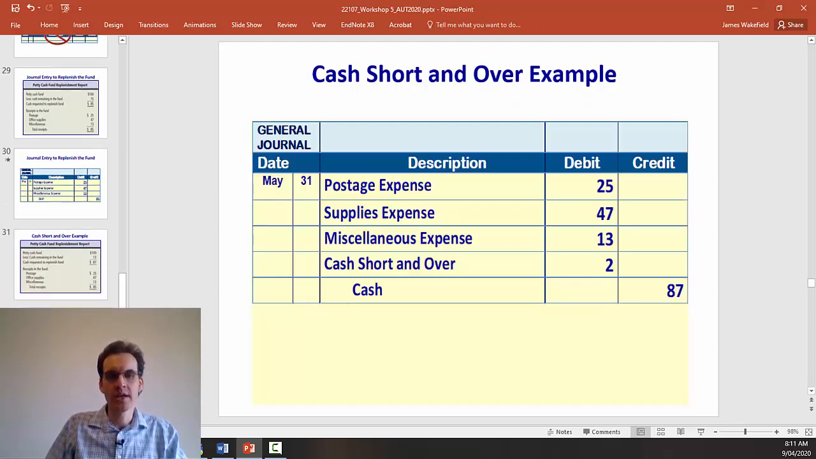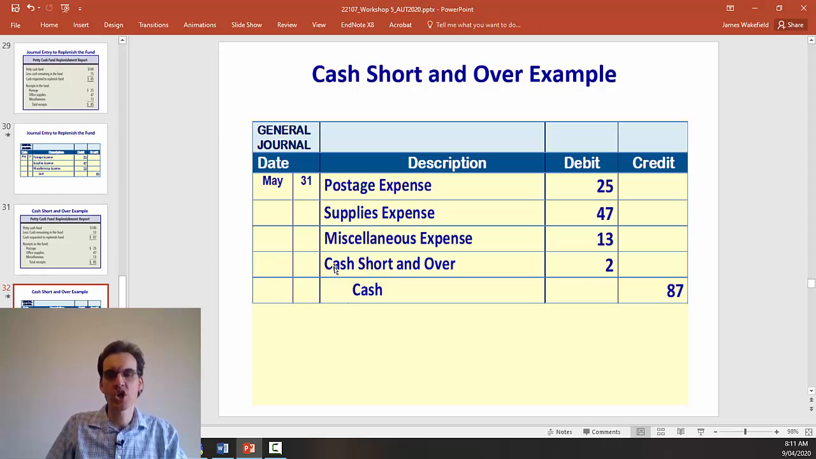So how do we account for this? Well, we use an account called cash short and over. That essentially means this is the cash that's either short, which it is in this case, we're short $2, which is why it's debited, or over, which means we may have more cash than what we expect. For example, someone brought back too much change or took change out of their own pocket and put it in the drawer, which means in effect we don't need to replenish the petty cash fund by the value of all the expenses associated with the receipts in the petty cash drawer.